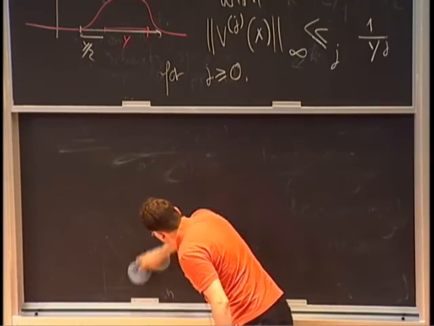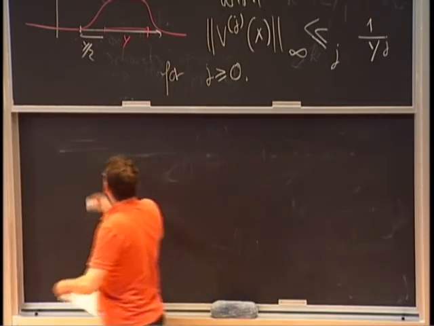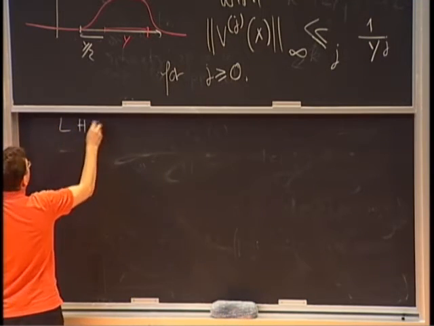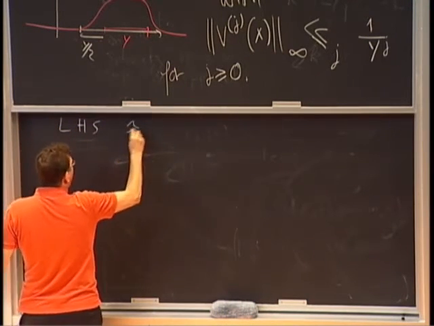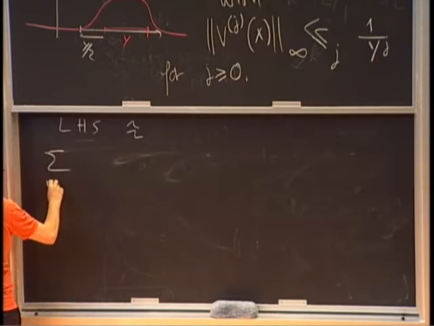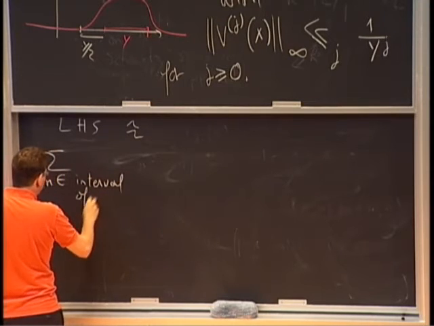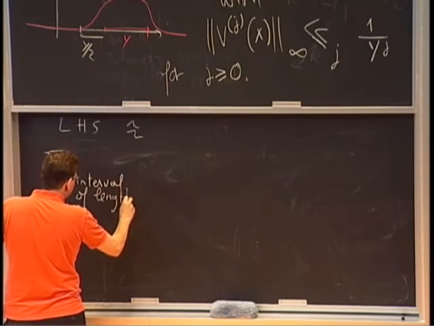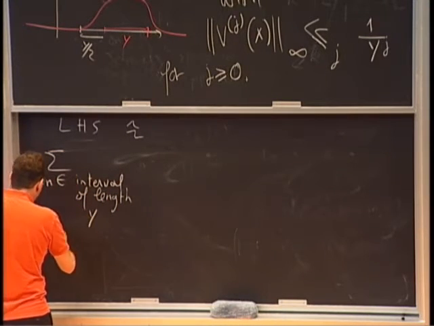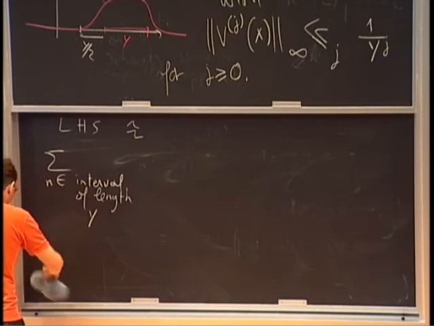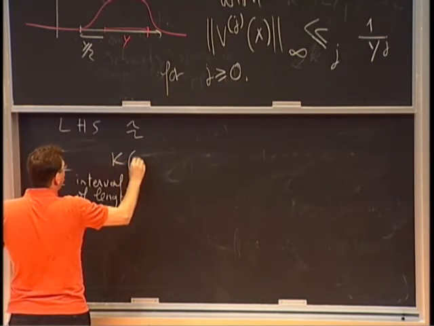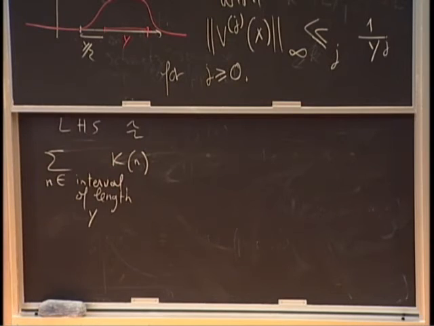So then the left-hand side in the Poisson summation formula is something that looks a lot like the sum over that interval of length y, but congruent, no, sorry, I didn't put the congruence class, I have this general function k. Okay. And now we're going to try and interpret the right-hand side in a similar manner.